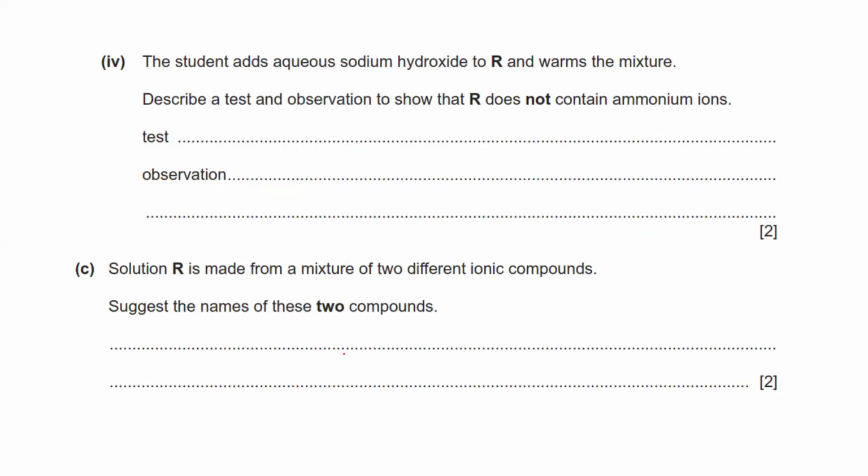Then moving ahead, part four, the student adds aqueous sodium hydroxide to R and warms the mixture. Describe the test and observation to show R does not contain ammonium ions. So the test for ammonium ions is that when you heat the solution in presence of sodium hydroxide, ammonia gas is released. And ammonia gas turns red litmus paper blue.